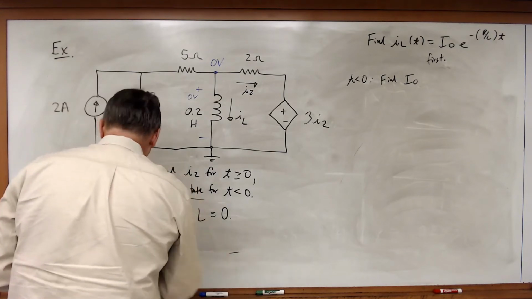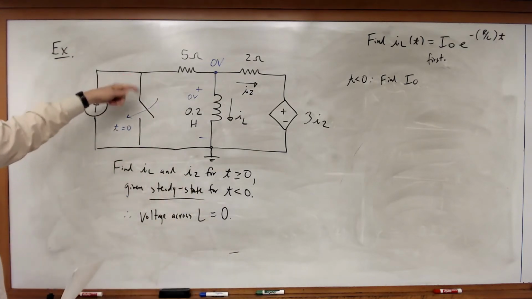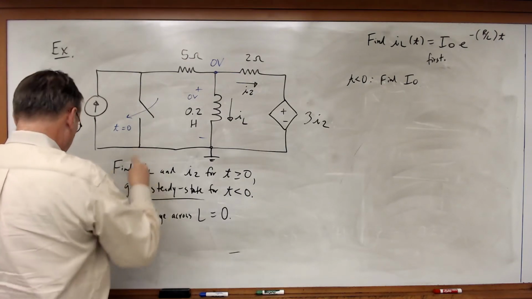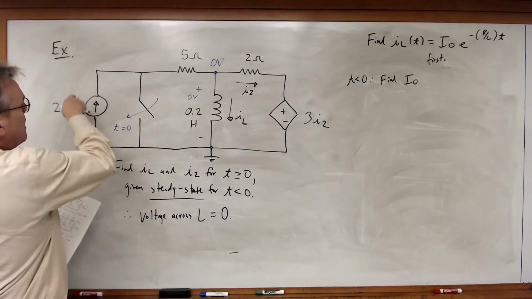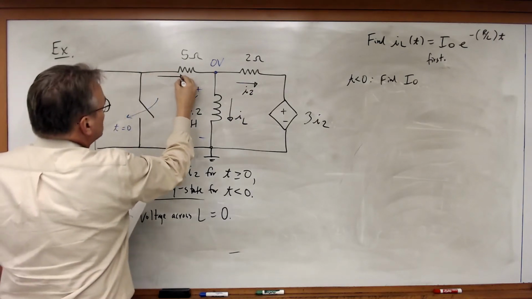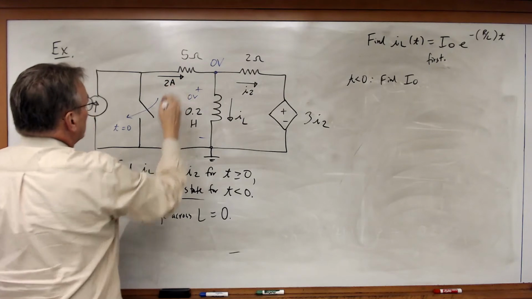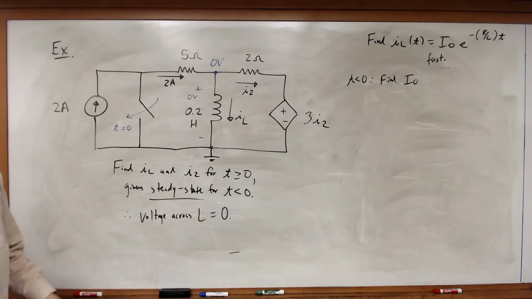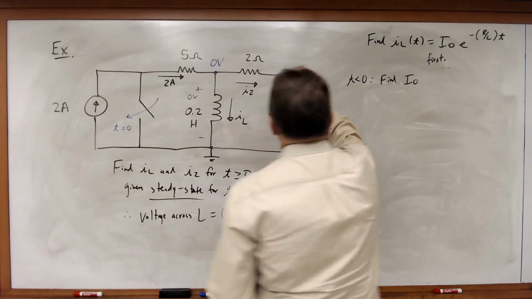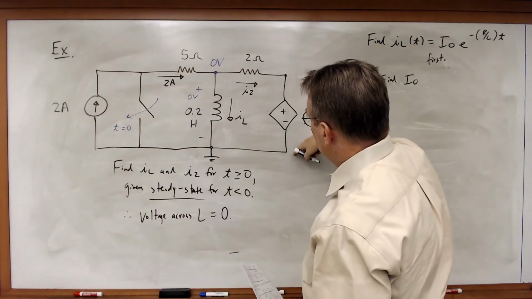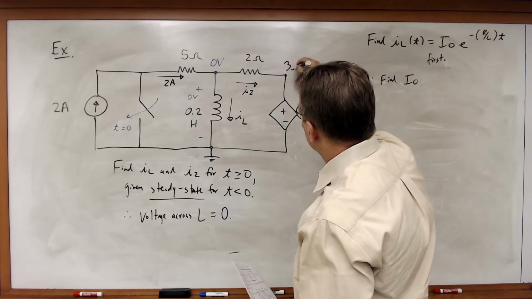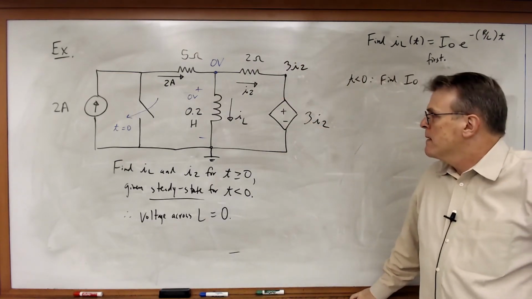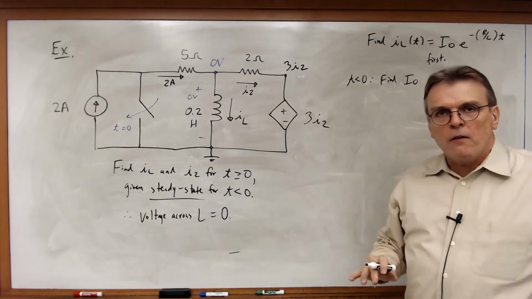Now let's go through, and this switch is open. It has no effect on the circuit right now. So in this case, what we'll find is I've got 2 amps. I'll also have that same 2 amps flow through that resistor. And over here, I'm going to have a defined node with a value of 3I2 at that node. Okay? So I filled in all the gaps.